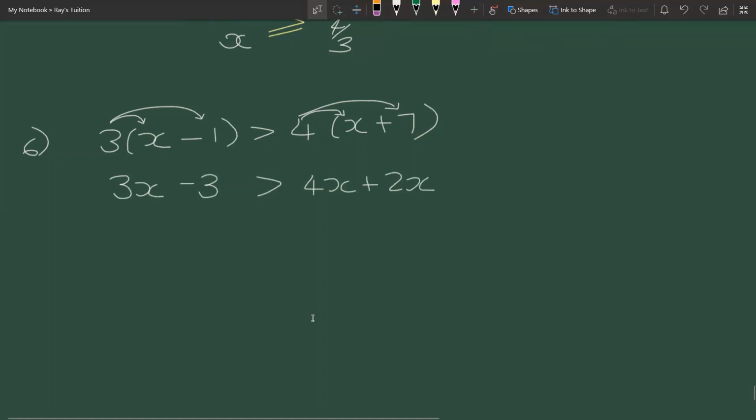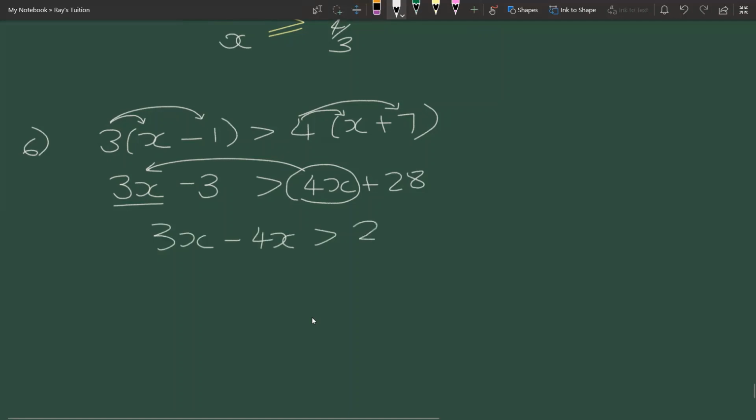Now we would like to group our x's on one side. So let us do that. I'm going to leave this x here, and I'm going to take the 4x over. So this here becomes 3x minus 4x. Change the sign when we take it over. And then this 28, and when I take over the 3, its sign will change to plus 3. This is minus x is greater than 31. And then we divide both sides by negative 1. And when we do that, our x becomes positive, but the direction of our inequality changes.